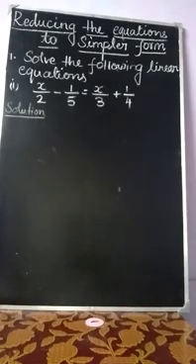This topic is based on linear equation in one variable. First, what is linear equation? A polynomial of degree 1 is called a linear equation. Here we are going to discuss how to reduce the equations to simpler form.